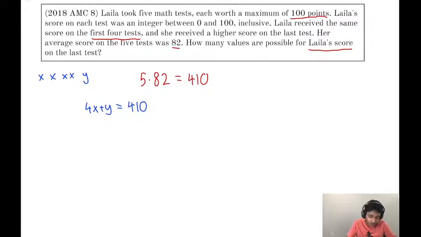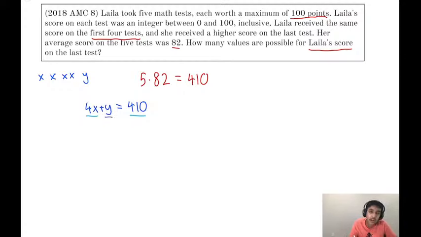So now what can we really do here? We have to look at the different possibilities. Okay, so we can see here that 4x is a multiple of 4, right? But 410 leaves a remainder of 2 when divided by 4. So if 410 leaves a remainder of 2 when divided by 4, and 4x is a multiple of 4, y must also leave a remainder of 2 when divided by 4.